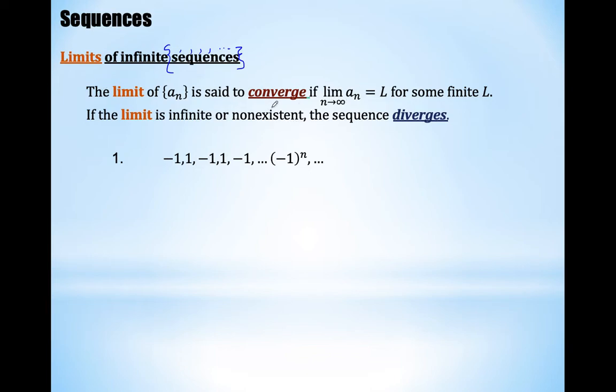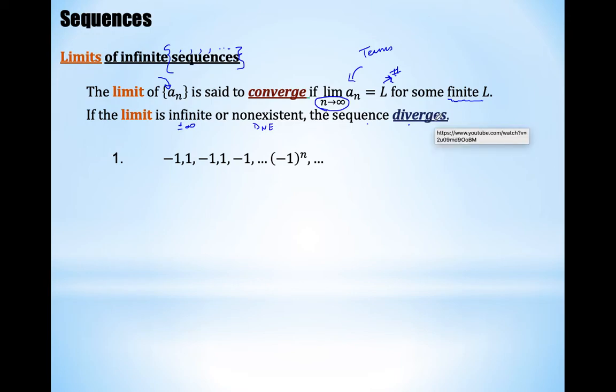And I've given you the fancy little definition here. The limit of an infinite sequence is said to converge if the limit, as you go off to infinity, of the terms is a number, not an infinity. That's what it means for some finite L. It just means the limit has to be a number. It can't be does not exist, and it can't be infinity, and it can't be negative infinity. So if the limit is positive or negative infinity, or the limit does not exist, then we say the sequence diverges.